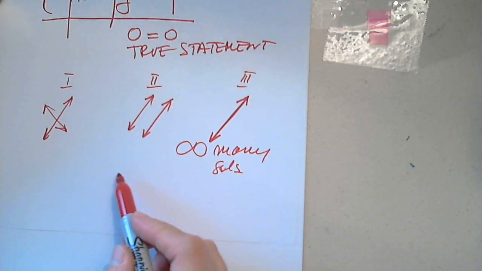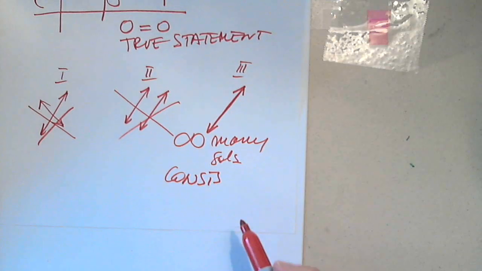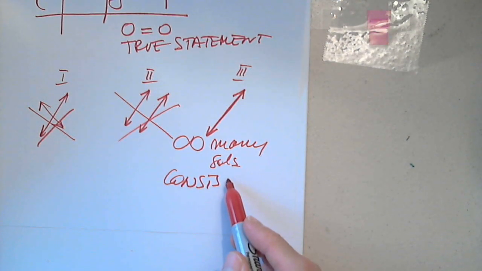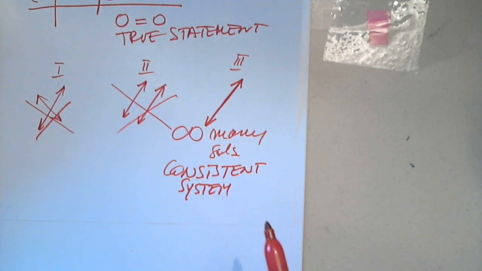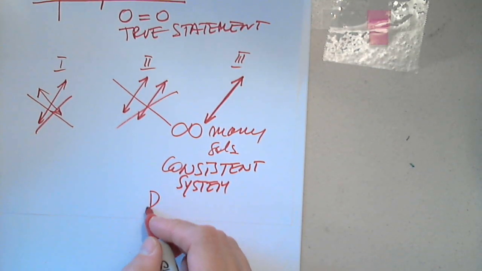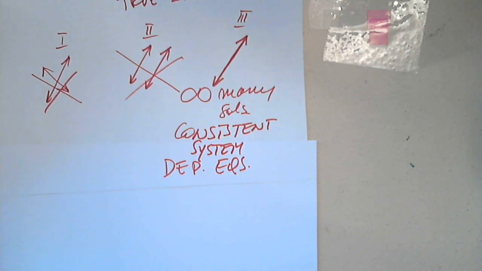The system is consistent. So not this and not this. Consistent system. And the equations are dependent. Dependent equations.